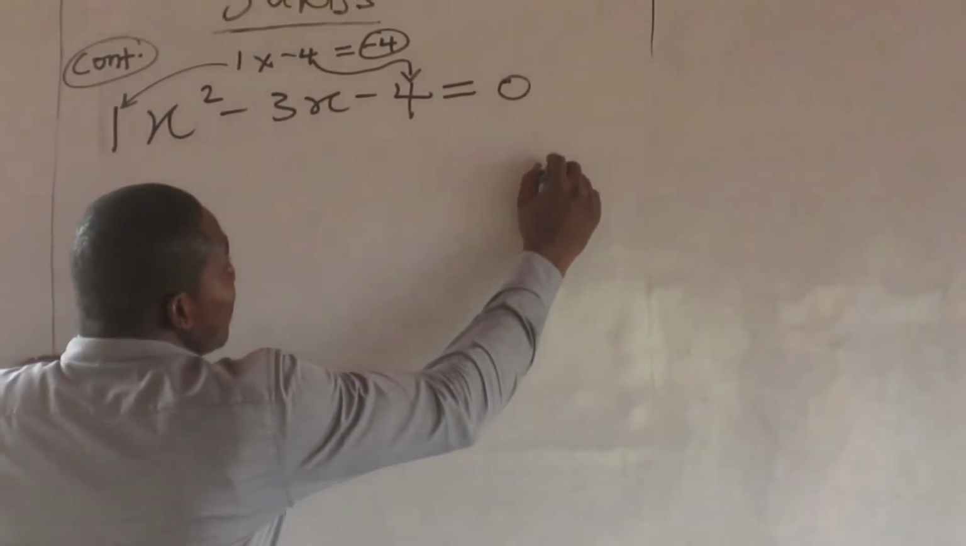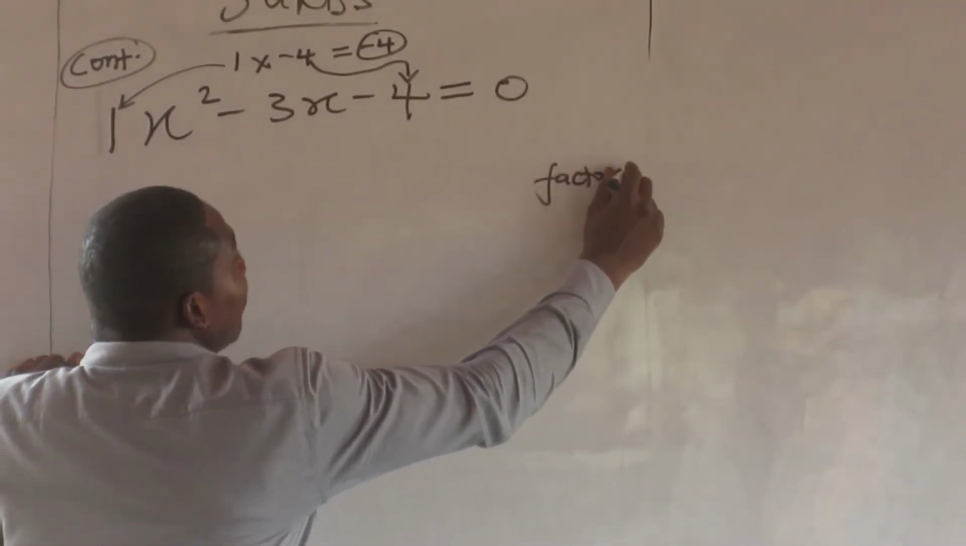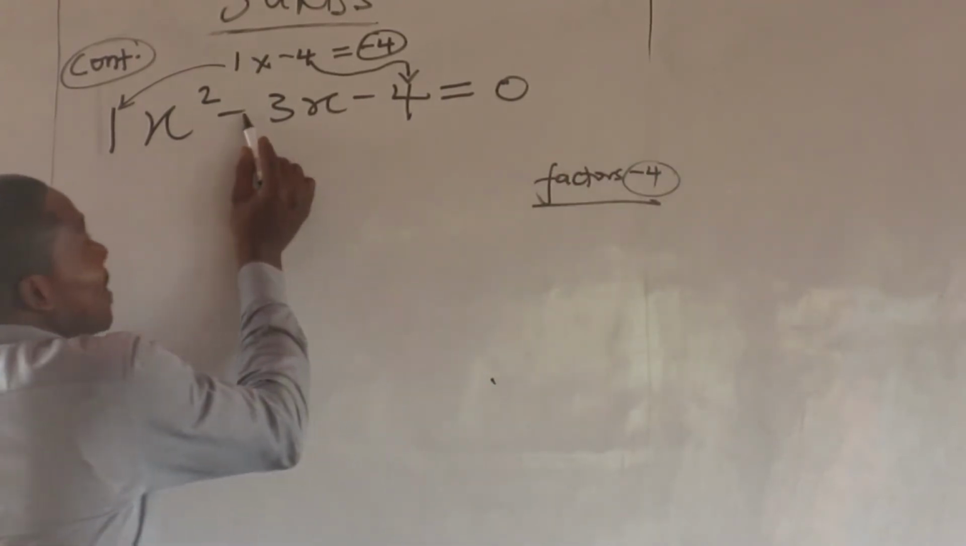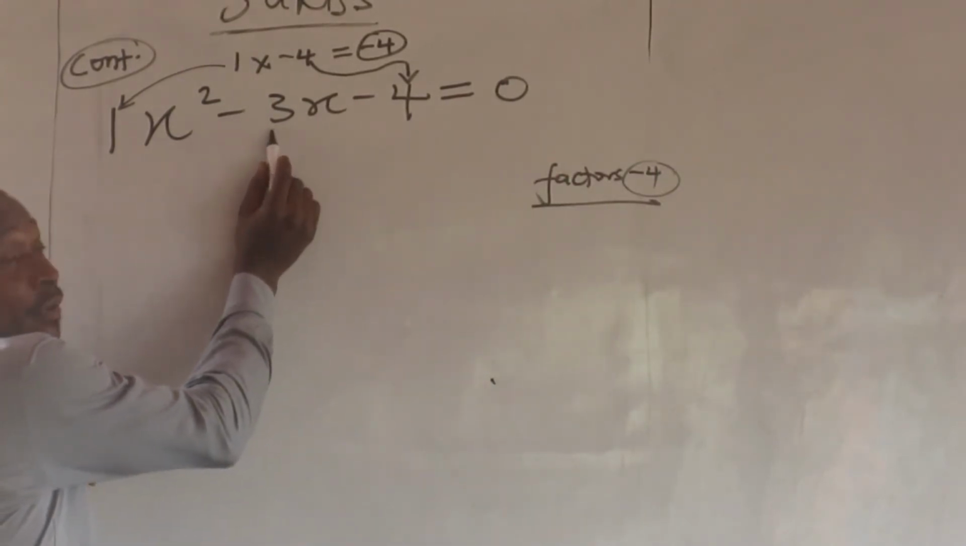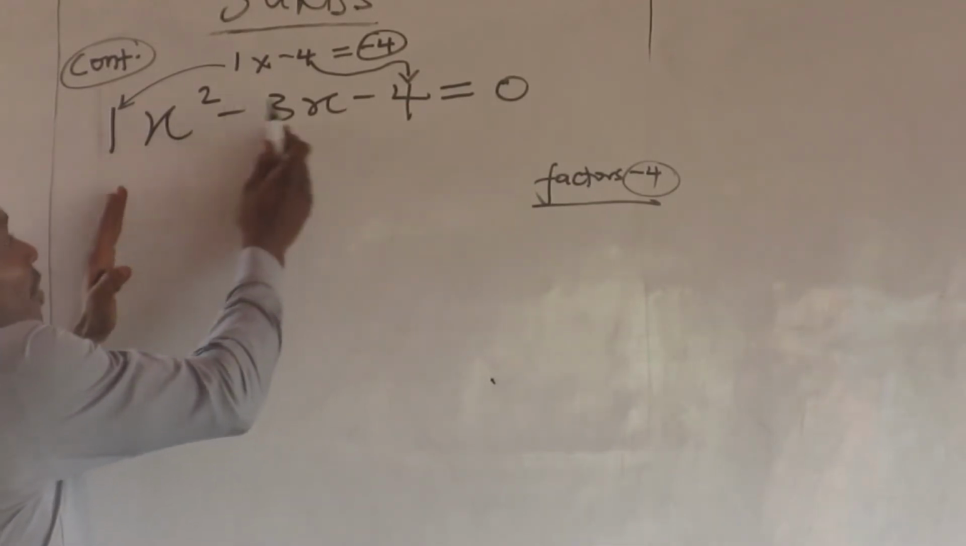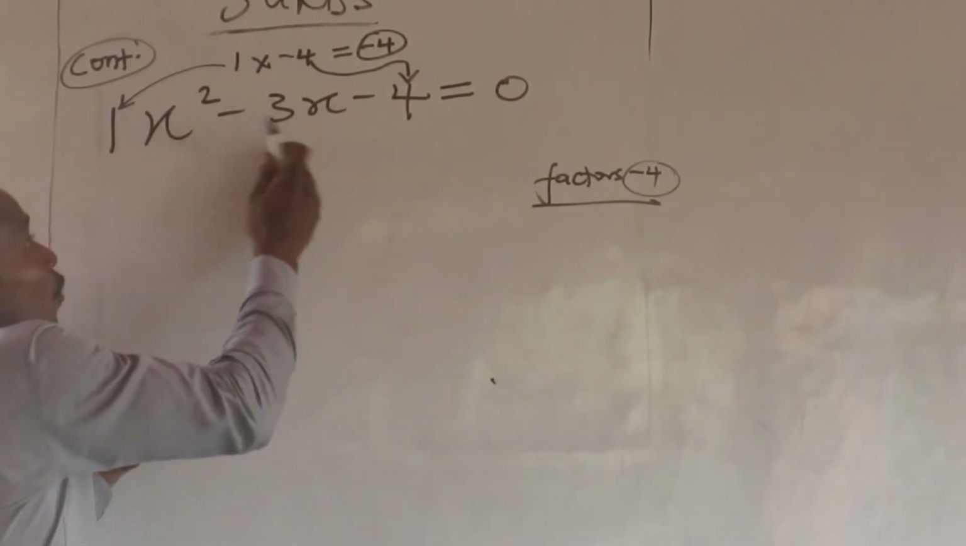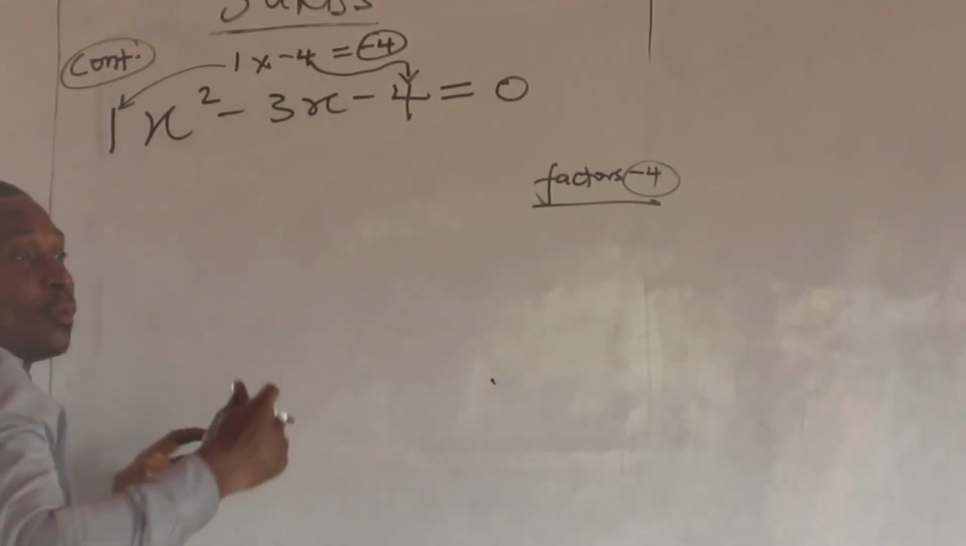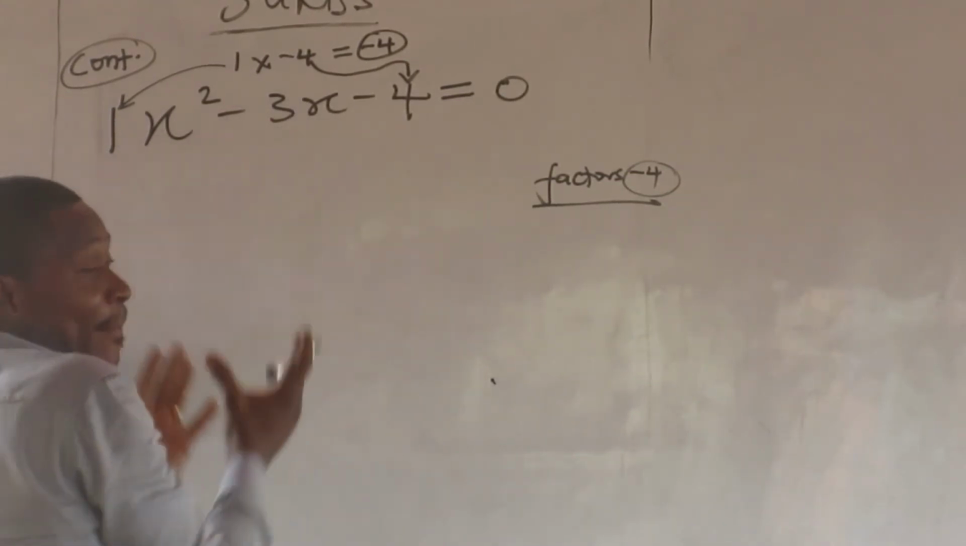Now look for 2 factors that will multiply, 2 numbers that will multiply and get minus 4, but when you add, you get this middle term that is negative 3. Why do we do that? It is a quadratic in 3 terms. We can't group 3 terms. We have to split the middle term here into 4 terms so that we can group them.